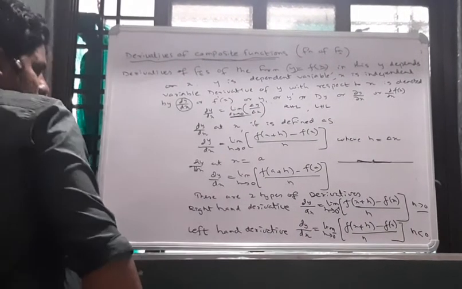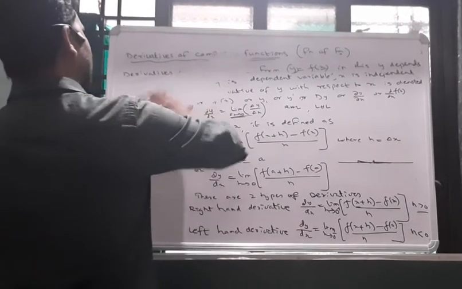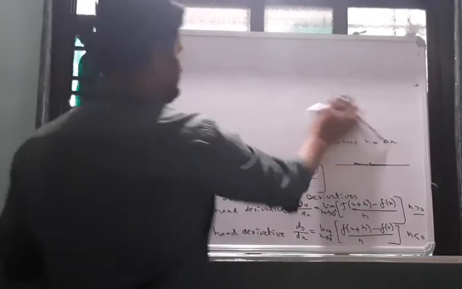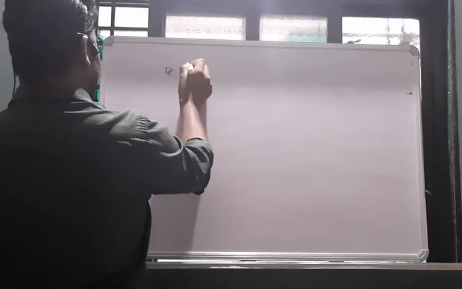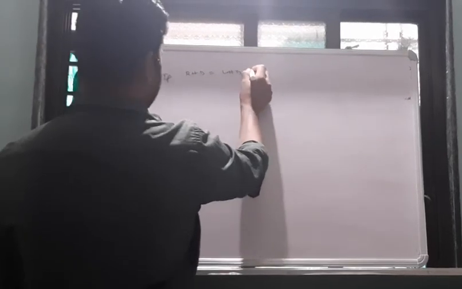Suppose the function has a right hand derivative and a left hand derivative, and they are equal. If the right hand derivative of the function is equal to the left hand derivative, the function is said to be differentiable.